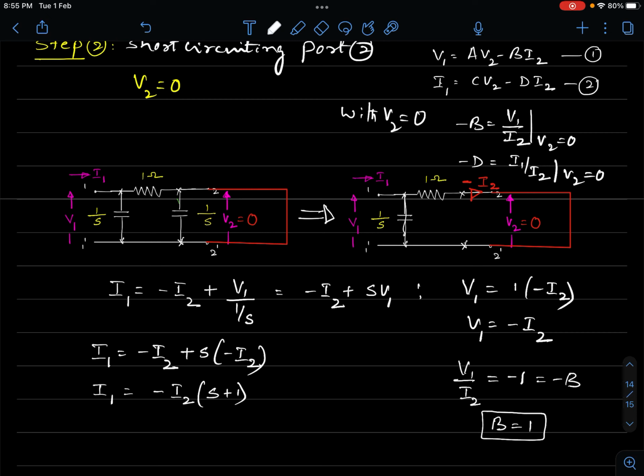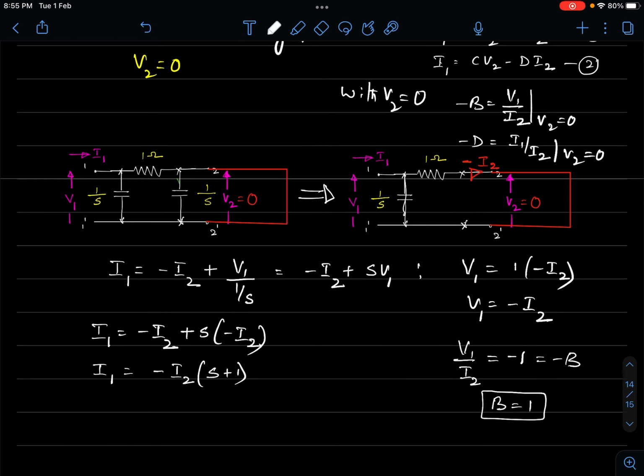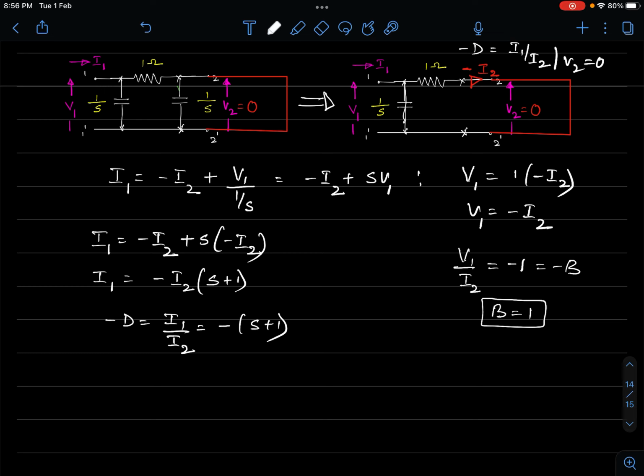This is I1. And my D is, now the minus D is I1 to I2. So minus D is nothing but I1 to I2, which from the above equation can be written as minus into S plus 1. I have simply taken I2 to the denominator. I1 to I2 is minus S plus 1. Minus D equal to minus S plus 1. So what is D? Simply S plus 1. Therefore, D equal to simply S plus 1. And that completes the problem.